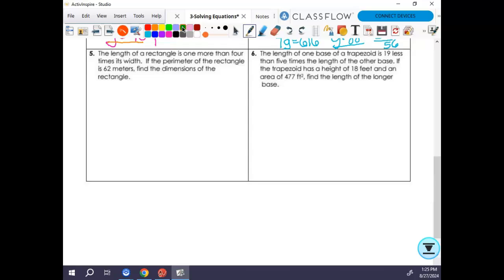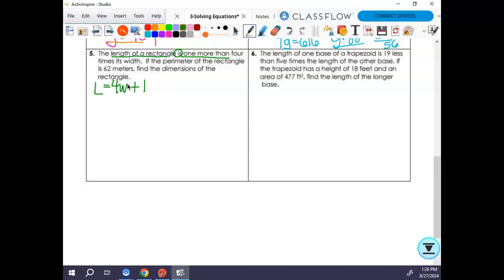All right, so let's look at this. Length of a rectangle is, okay, so L is 1 more than, so that's plus 1 after something. 1 more than 4 times its width. Do we agree with the first one? Yes. Okay. Then it says if the perimeter of the rectangle is 62 meters.